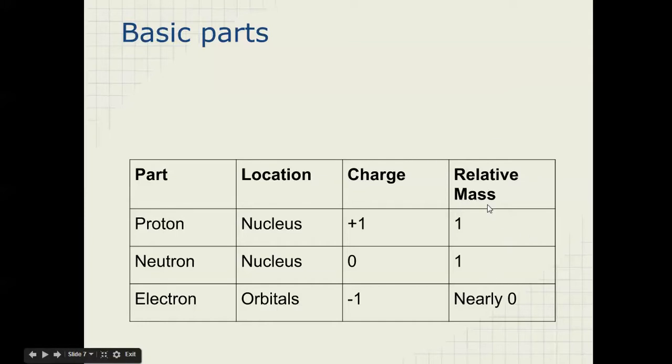Relative mass. This is pretty important too. Really, just don't overthink this too much. It just means these things compared to each other. Basically, protons and neutrons are about the same mass, and we could give them a relative mass of 1. They're pretty close to the same. Electrons do have mass, but even compared to protons and neutrons, they are really, really tiny. So we can basically consider their mass to be about 0.